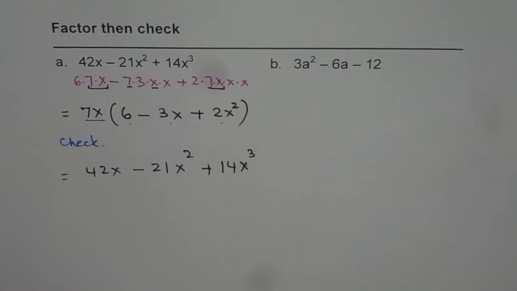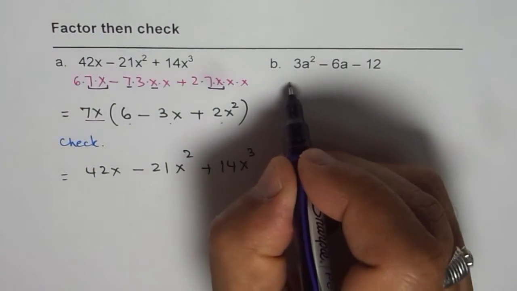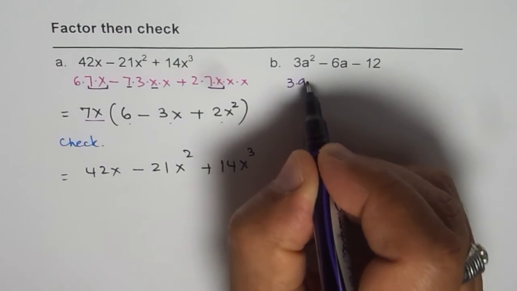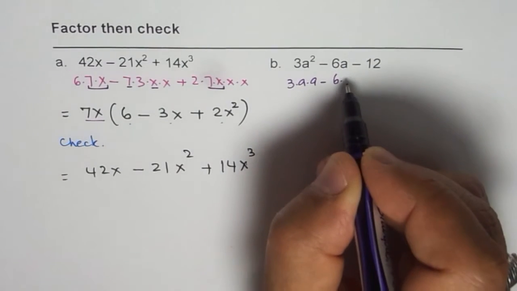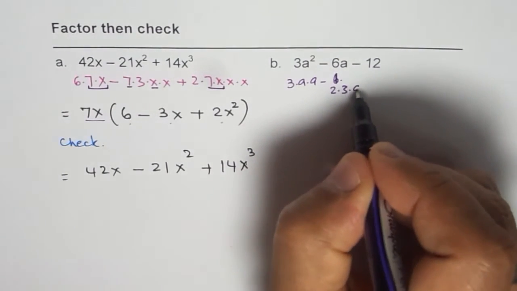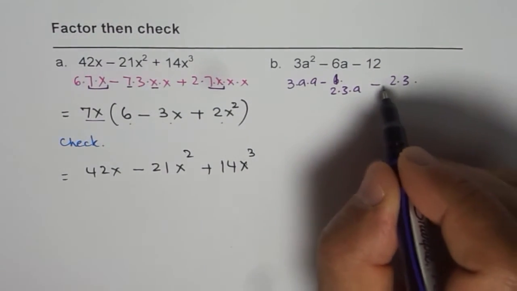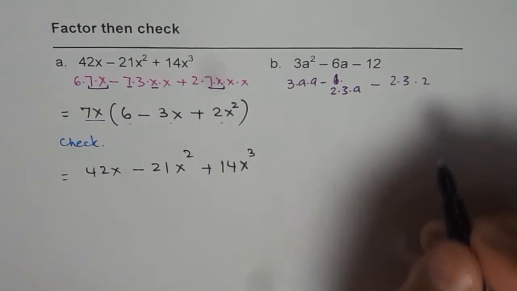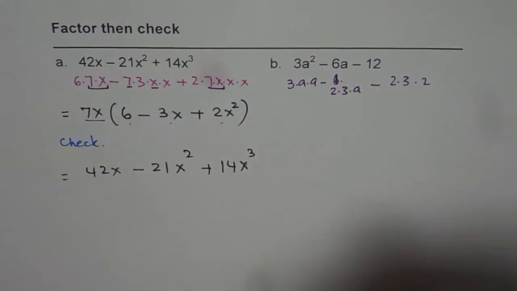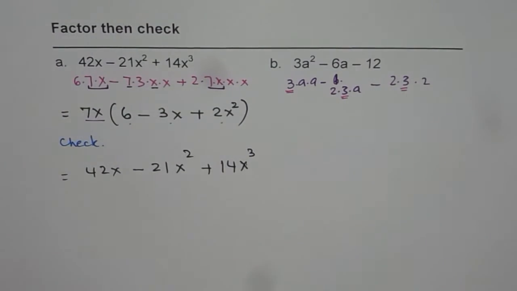Now let's see how to do the next one. So here we observe that 3 is a common factor. I could write the first term as 3 times a squared, minus 6a, which is 2 times 3 times a, minus 12, which is 6 times 2, or 4 times 3, correct? So as you can see, 3 is a common factor. So that could be factored out.